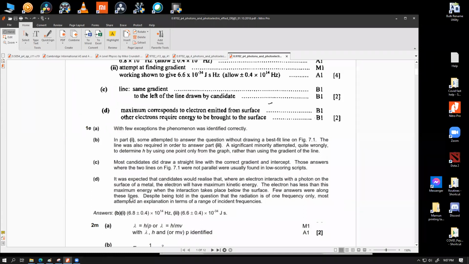Three answers were along these lines. Despite being told in the question that the radiation was of one frequency only, most attempted an explanation in terms of a range of incident frequencies. So apparently, according to the examiner's report, most of the candidates did not know how to address this question, and they might have lost the mark.